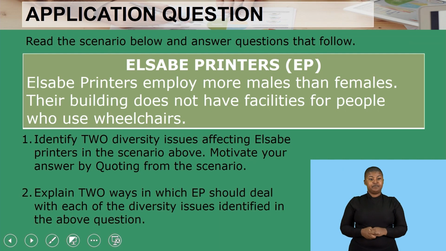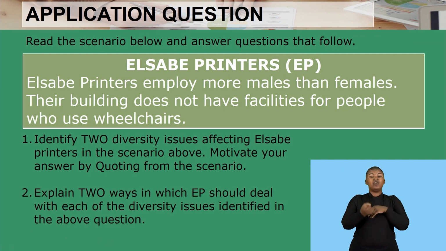Then, the second question says to you, explain two ways in which El Sabe Printers should deal with each of the diversity issues identified in the above question. Now, let us understand the scenario to say, what does it require from us? It requires us to identify the diversity issues affecting the business.